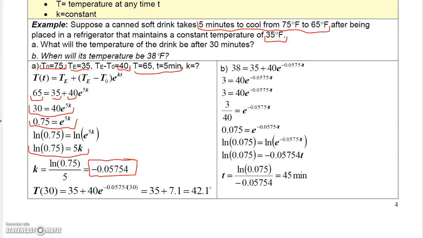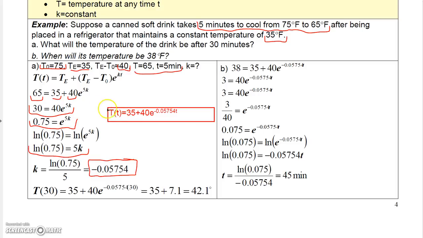Okay, so now let me give you my initial formula here. Now that I have that constant, remember I knew that 35 was TE, and I knew that TE minus T naught was 40, but I didn't have k. So now I have this formula that the temperature at time t is 35 plus 40 times e to the negative 0.05754 t.